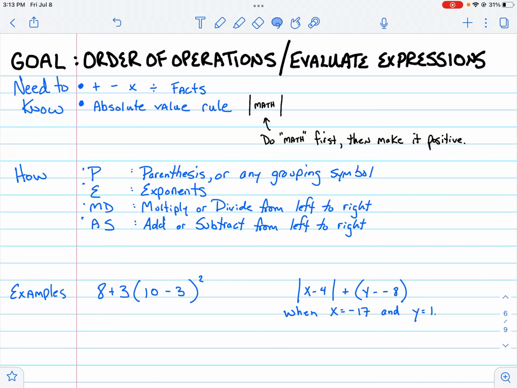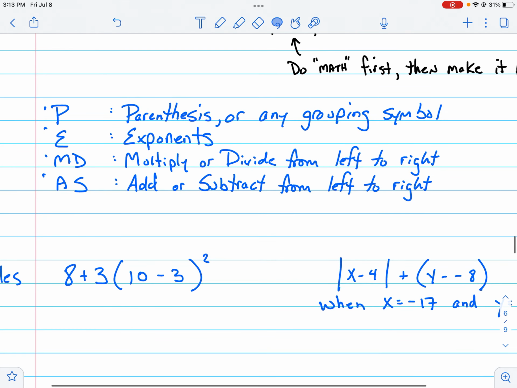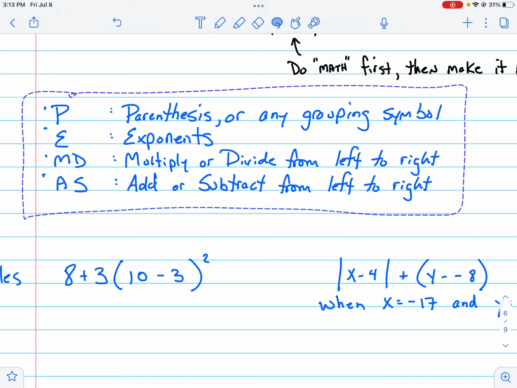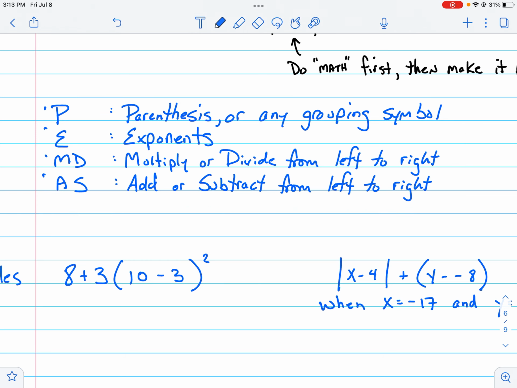When dealing with order of operations, it's really a matter of knowing your math facts and doing a particular set of tasks in a particular order. And your particular set of tasks in this order is going to be this piece right here. Sometimes your teachers will call it PEMDAS, or they'll say, please excuse my dear Aunt Sally. Those are all just ways to try to remember an acronym of what steps to do when.